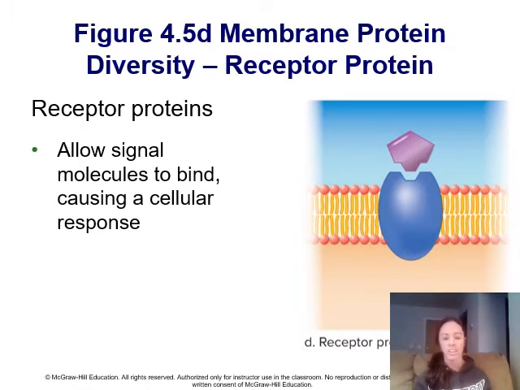Another type of protein that can be found within the cell membrane are called receptor proteins. These allow signal molecules to bind, which causes a cellular response. An example of this is when the hormone insulin binds to a receptor protein on the liver cells. This will cause the liver cells to take up glucose from your blood. This is really important any time your blood sugar is low, because then the liver cells will release glucose, raising your blood sugar so that it doesn't drop too low.